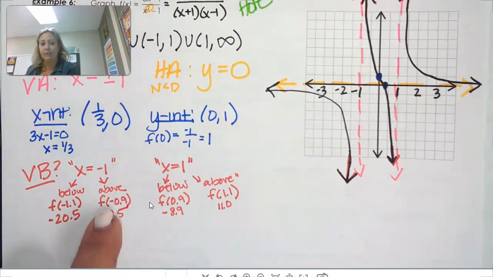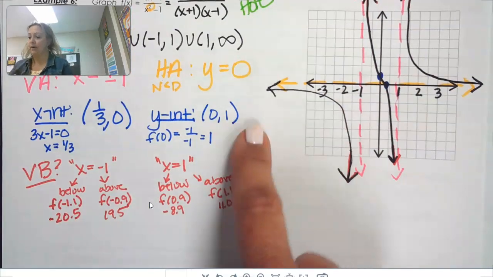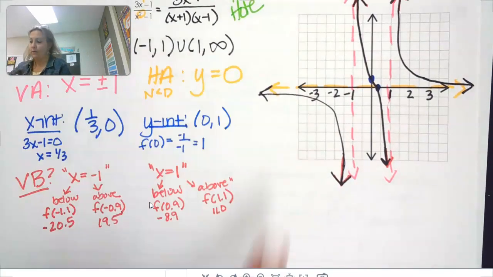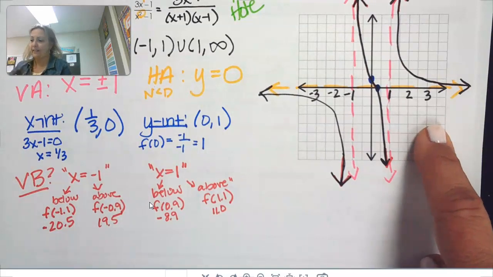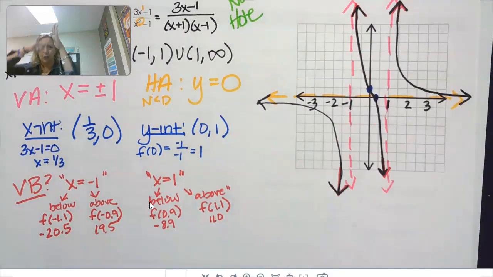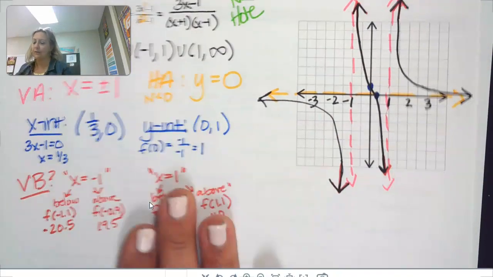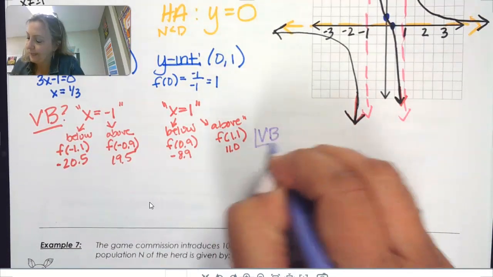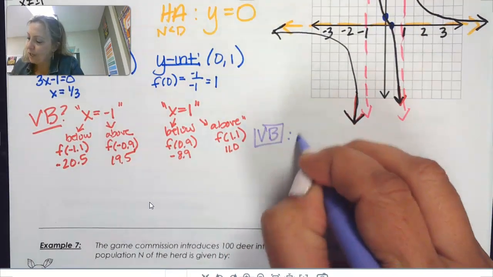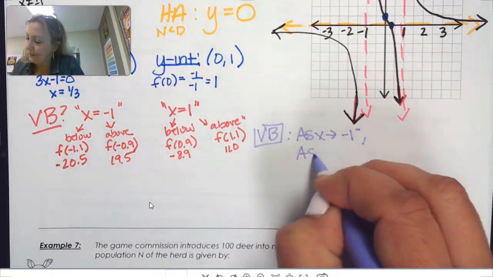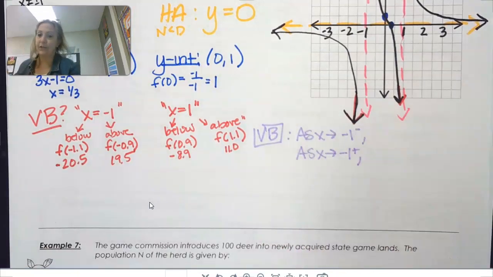So what the vertical behavior tests did is it told us what part of the graph it was going toward. Was it down here? Was it up here? Did this go down from left to right? Did it go up from left to right? Was it more like U-shaped going up or down? That's what the vertical behavior test tells us, okay? So then if I wanted to write my vertical behavior statements based on this, I'm going to talk about what happens as x approaches -1 from the left and what happens as x approaches -1 from the right.